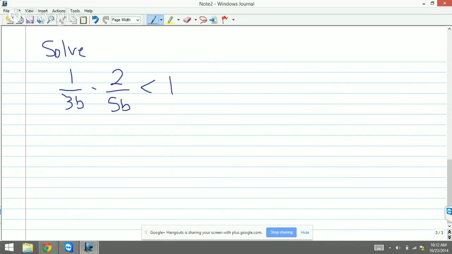Is there a 4? So it's like a 4? It's B. 1 over 3b minus 2 over 5b is less than 1. No, this is an inequality. This is still a 3.